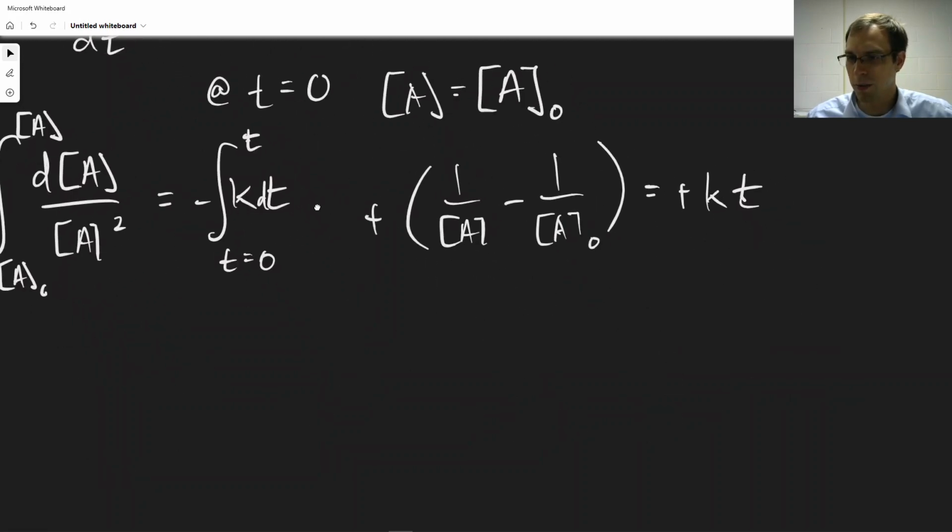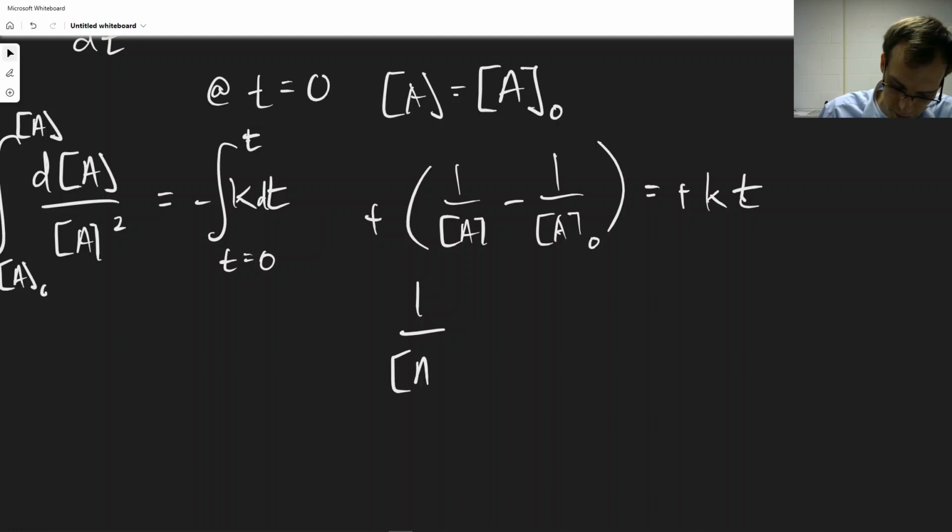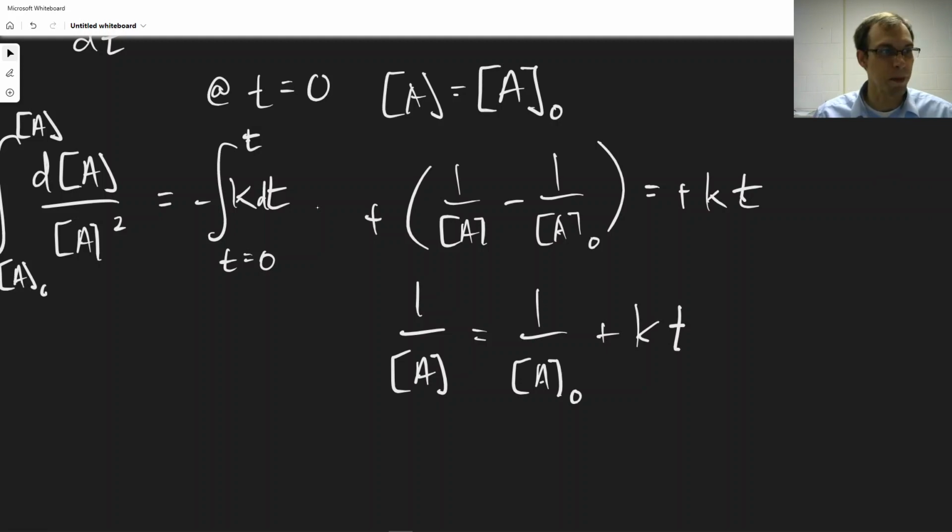We'll put 1 over A on its own on the left-hand side, and that is equal to 1 over A naught plus kt. Okay, and this is the equation that describes the behavior of a second order reaction. So no exponential anymore. Now we have 1 over the concentration dependence.